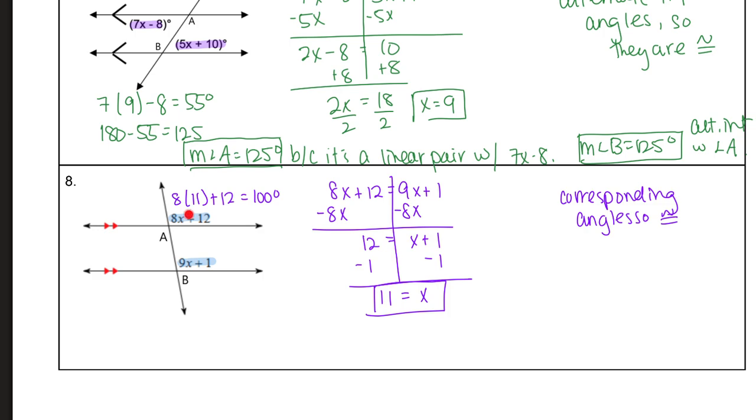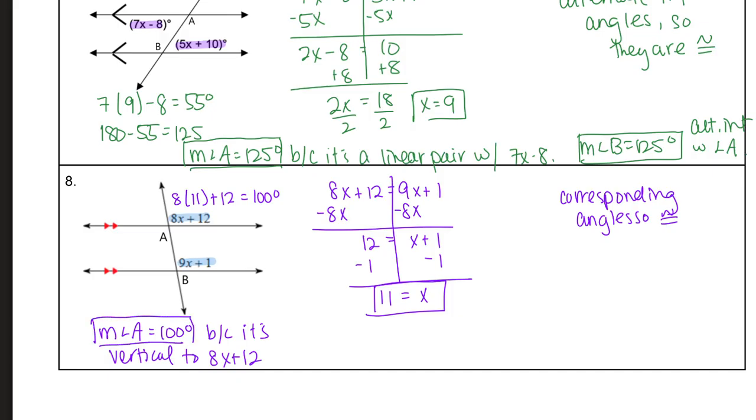Well, if we look at this angle right here and A, these are vertical, right? I have my intersecting lines, they're across from each other. So if this is 100 degrees, that means the measure of angle A is also 100. And the reason would be because it's vertical to the 8x plus 12 angle.